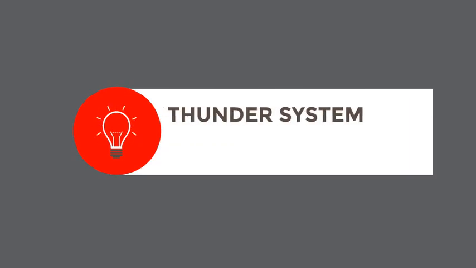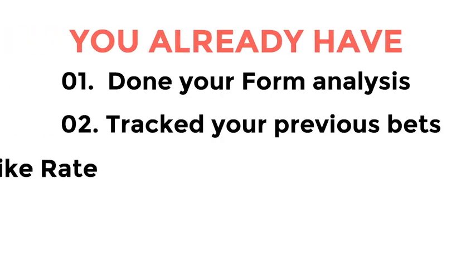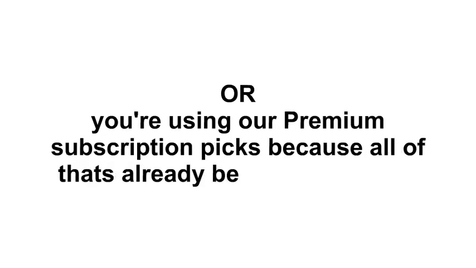So let's look at the Thunder system in action. We're going to assume that you already have done your form analysis, have been tracking your bets previously so you know your strike rate, and you therefore know your minimum odds required to make profit. Or you're using our premium subscription picks because that's already all been done for you. So let's look at an example.